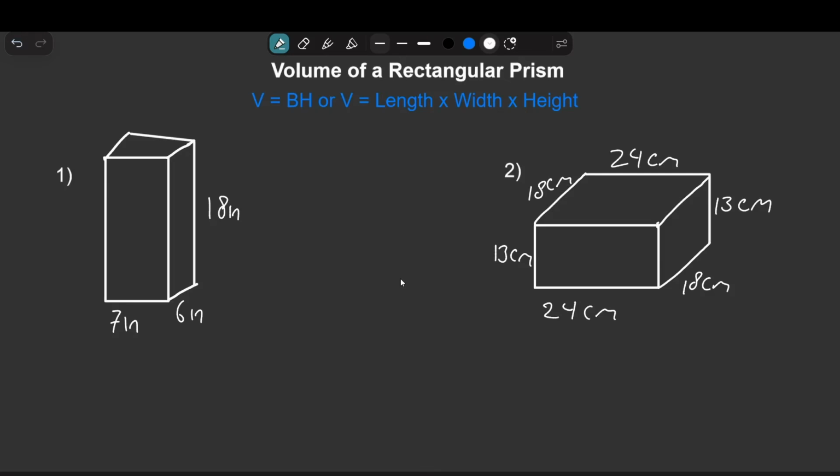Now for any prism, we can use the formula volume equals the area of the base times the height. The capital B stands for the area of the base and the H stands for the height.